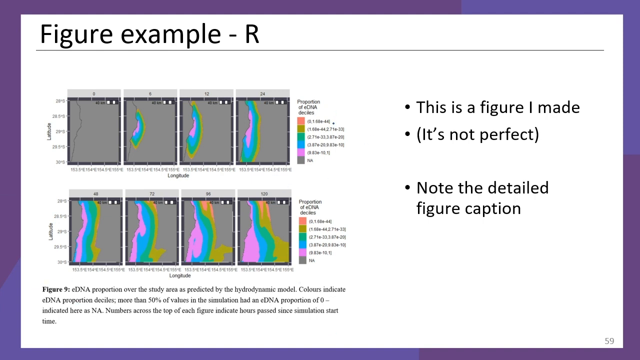So that means that one 10% grouping of the data is in red, one is in the yellow, one is in the green. And then I've indicated what the NA is referring to, and that the numbers at the top of each figure indicate hours past start time. So you can see the figure there, the caption is a fair bit longer than what a title would be, and provides a bit more information.